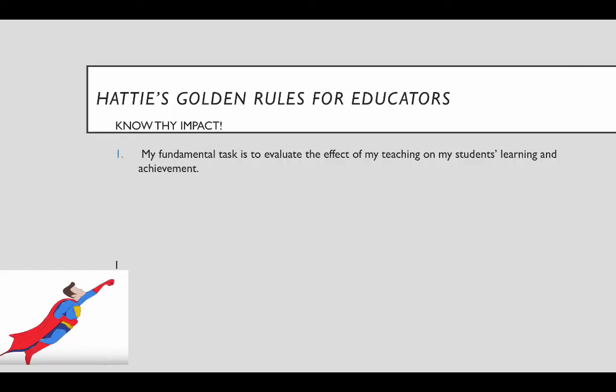Okay, these are Hattie's golden rules for educators. When you look at the other film, you'll see these. My fundamental task is to evaluate the effect of my teaching on students' learning and achievement. In other words, he puts a strong emphasis on teachers doing self-reflection. Just as it's very strong for students to do self-assessment, it is also very strong for teachers to do self-assessment. The success and failure of my students' learning is about what I do and don't do. I am the change agent.